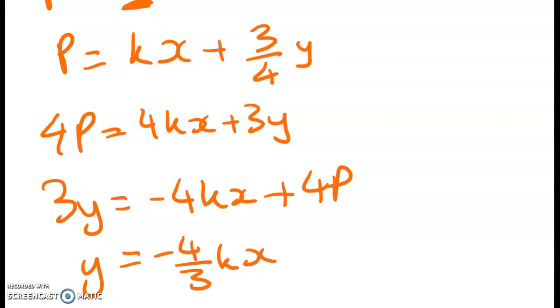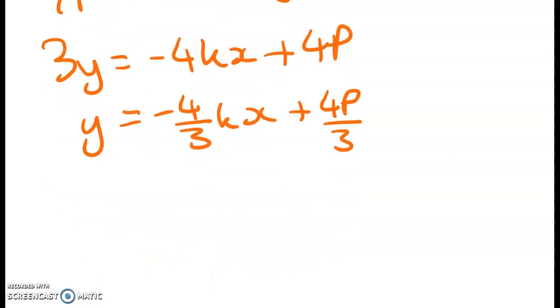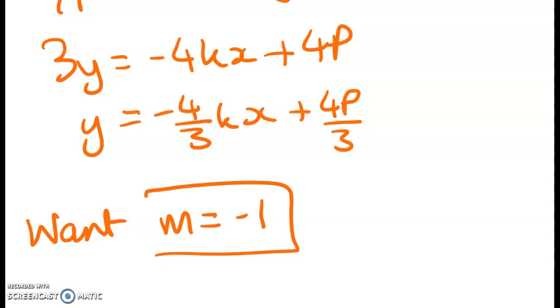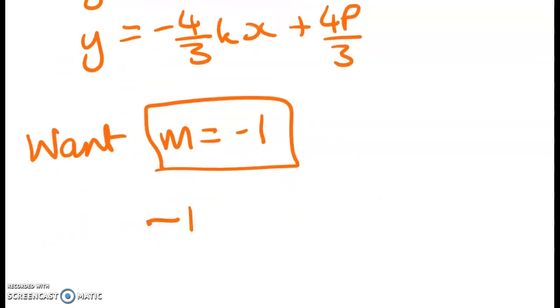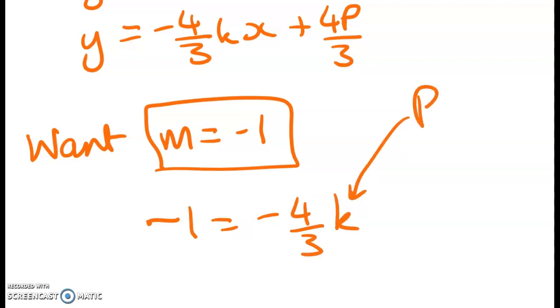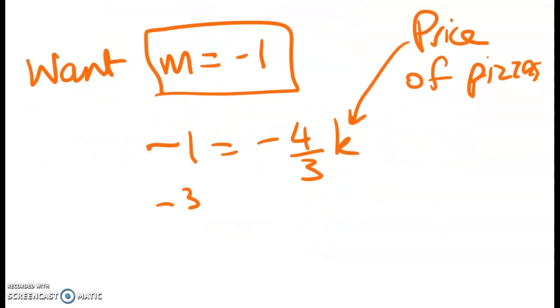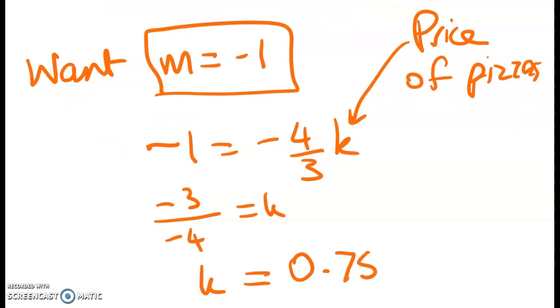This is a huge amount of work though, so it's much easier if you can just see it intuitively. And what we've got here is we know that we want to have m is equal to negative 1. So we can solve negative 1 is equal to negative 4/3 times k. Remember, k is just the price that we don't know yet of the first things. Are they pizzas? Yep, price of the pizzas. So multiplying that through, we get negative 3 over negative 4 is equal to k. K is equal to 0.75.